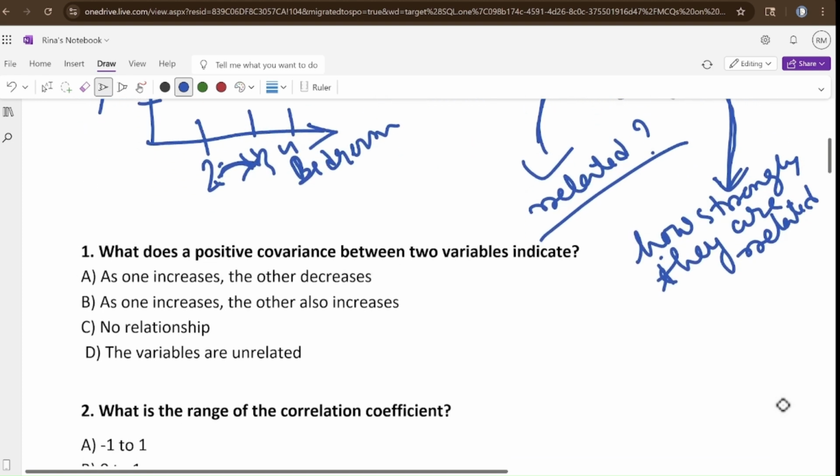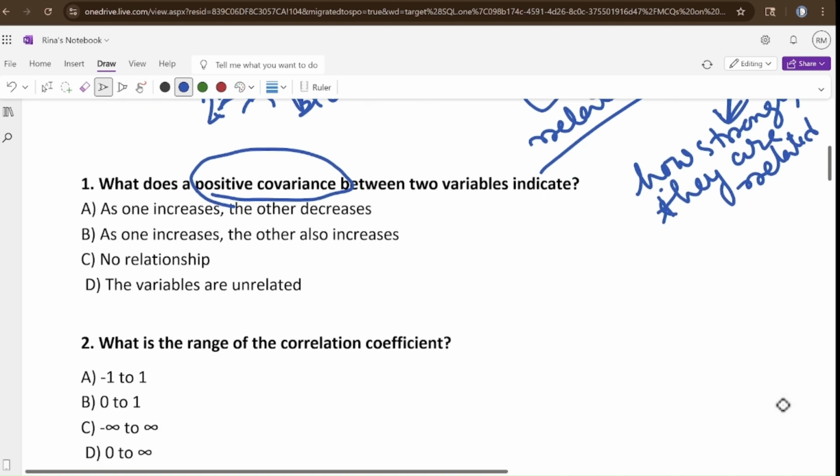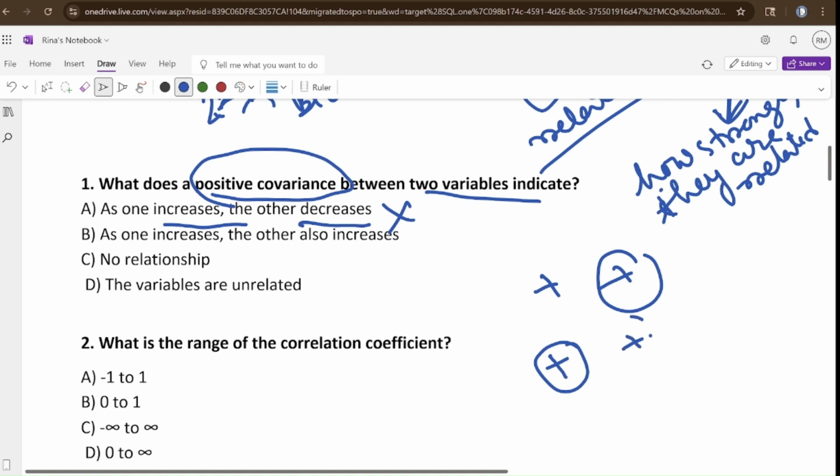Now let's do the MCQs. What does a positive covariance between two variables mean? As one increases, the other decreases? No, positive means if one increases, then the other will also increase. If bedrooms increase, price will also increase. If you study for more hours, your marks will increase. So if one increases, the other also increases.